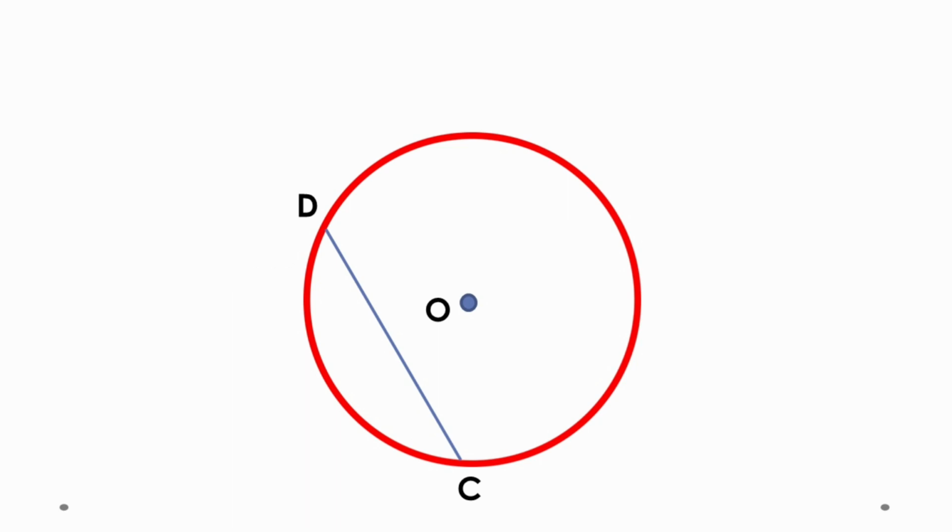A circle can also have an arc. What is an arc? If we take any 2 points on the circumference, the curve between these 2 points is called an arc. This curve between the points E and F is called arc EF. The arc is represented with a small curve on the top of the letters EF.